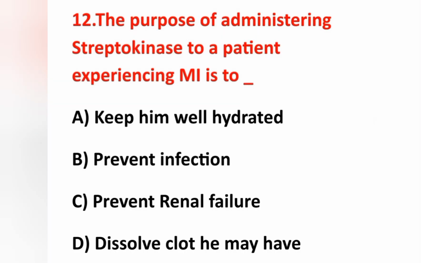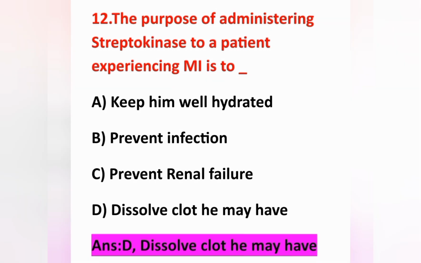12th question, the purpose of administering streptokinase to a patient experiencing myocardial infarction is to. Options are option A, keep him well hydrated, option B, prevent infection, option C, prevent renal failure, option D, dissolve clot he may have. Here streptokinase is an example of thrombolytic agent. We are giving it to the patient with a myocardial infarction. The streptokinase helps to dissolve the clot that he may have. Option D is the correct answer.